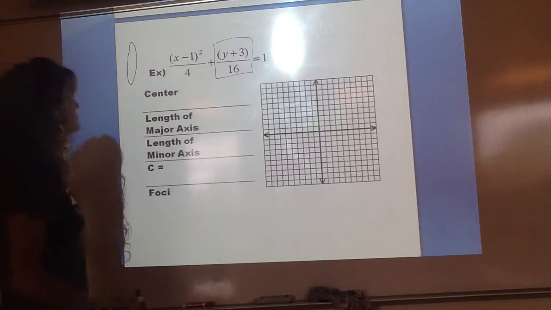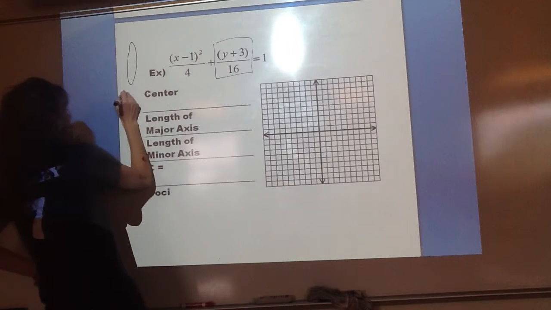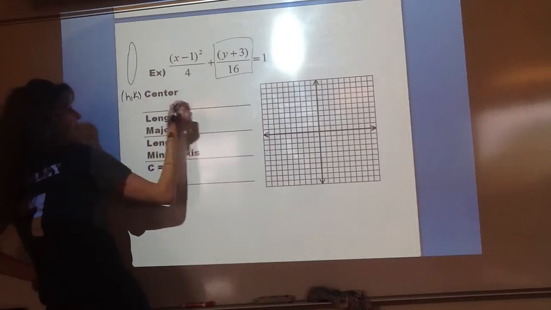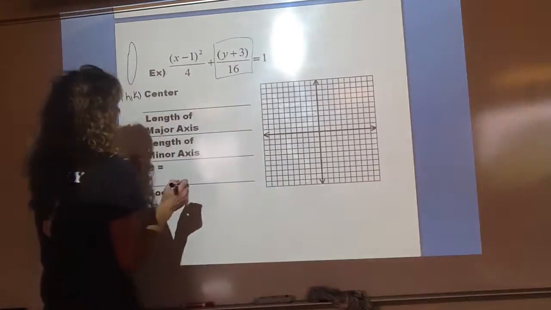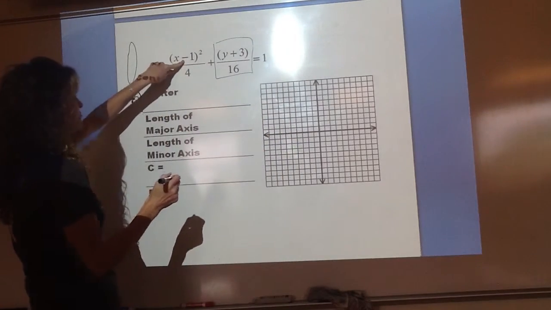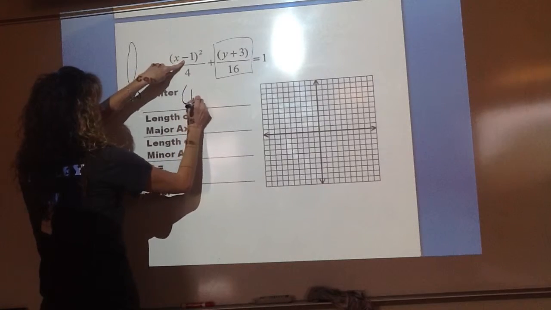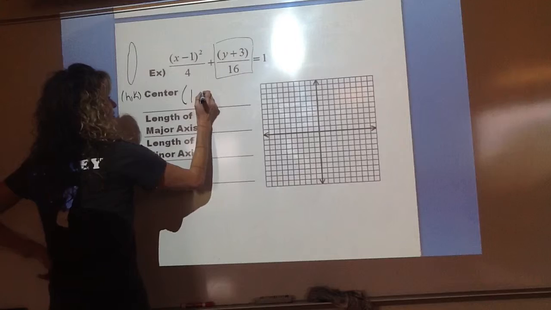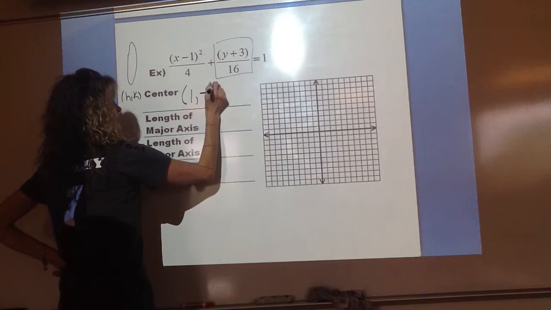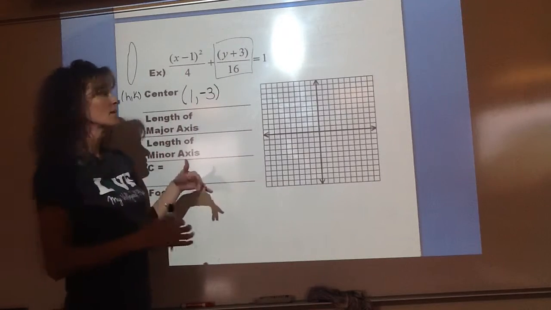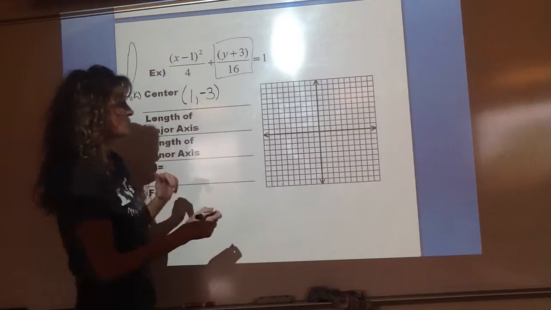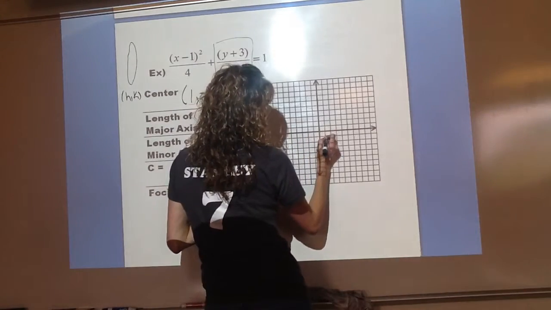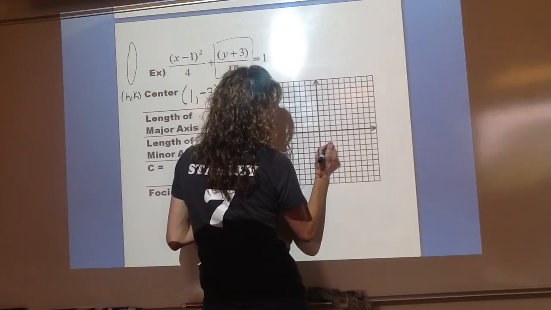Okay? The center is always going to be my h, k. And so h is the number being subtracted from x, so my h is positive 1. K is the number subtracted from y, so my k is negative 3. So the center of this ellipse is going to be at 1, negative 3. So 1, negative 3, put your center.